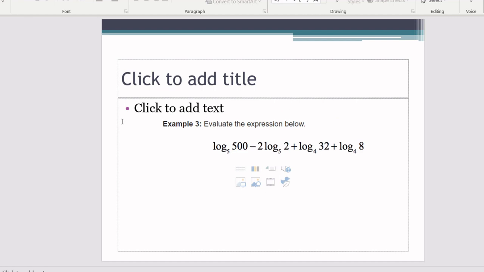How about if we have this example? Log 5 of 500 minus 2 log 5 of 2 plus log 4 of 32 plus log 4 of 8. Now let's try to answer this again in our whiteboard.